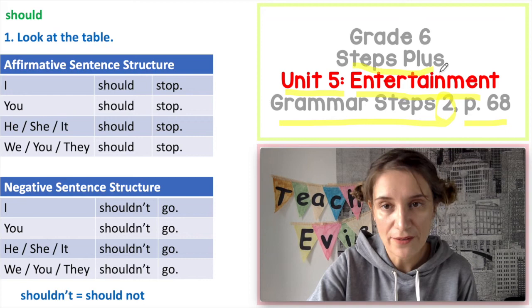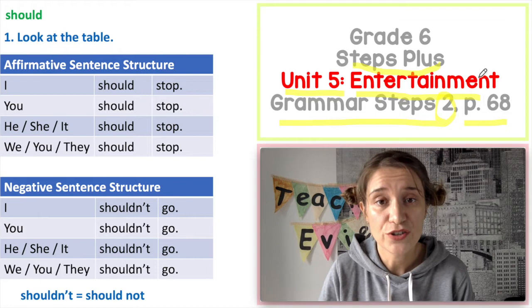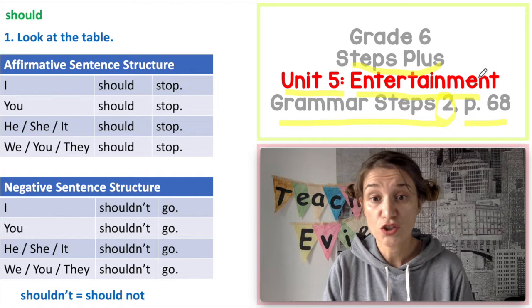If you have this book. If you don't have this book, don't worry about it. We'll be talking about should and have to today. Jeśli nie macie tej książki, to nieważne. I tak możecie obejrzeć filmik. Dzisiaj będziemy mówić o czasownikach should i czasowniku have to. So let's start with should.